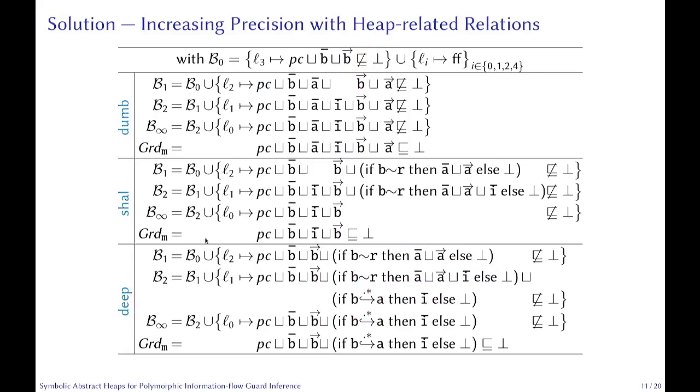The guard we obtained for shallow analysis allows us to distinguish that B and R actually do not alias each other. And so it's a weaker guard that we obtain. And if we actually add deep, what we call field aliasing relation, we get an even more precise guard.